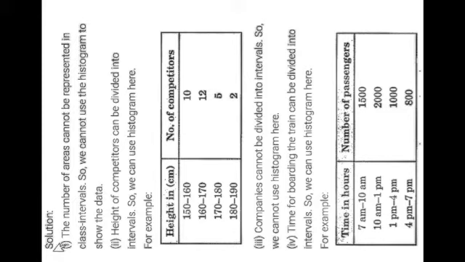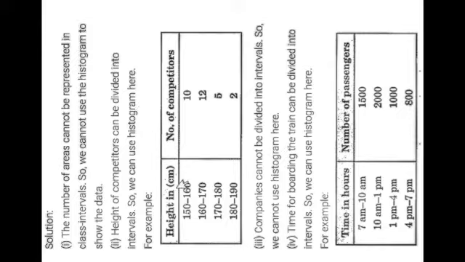Let us see the solution. The number of areas cannot be represented in class intervals, so we cannot use the histogram to show the data. To show the histogram, what do we need? We need the class intervals. So the number of areas cannot be represented in class intervals, so we cannot use the histogram. Second one, the height of competitors can be divided into class intervals, so we can use a histogram here.